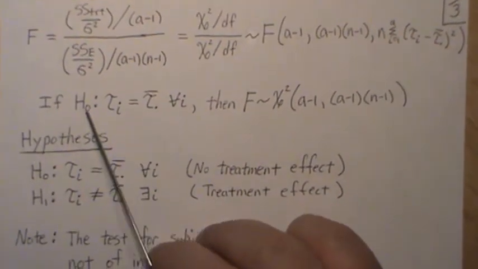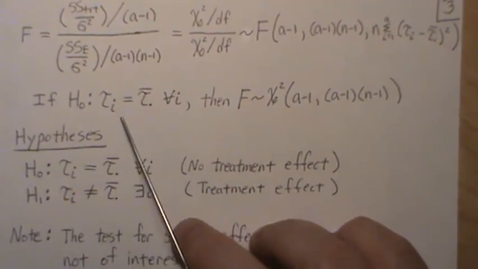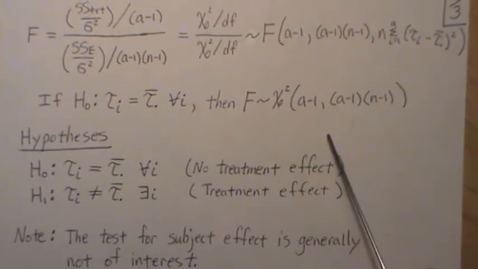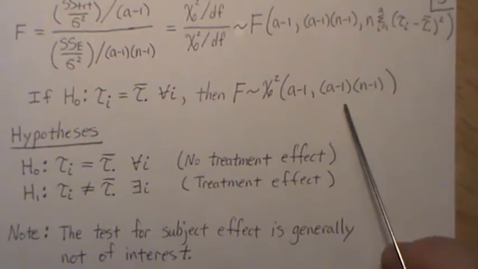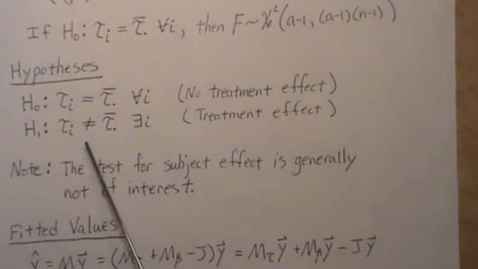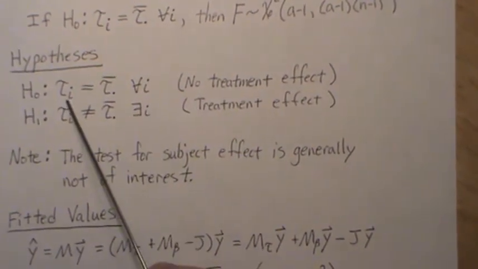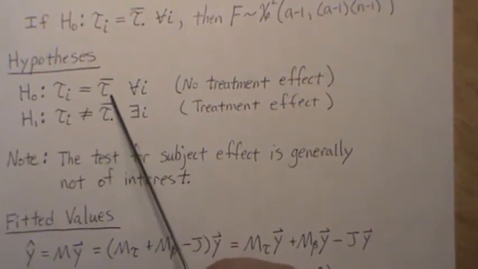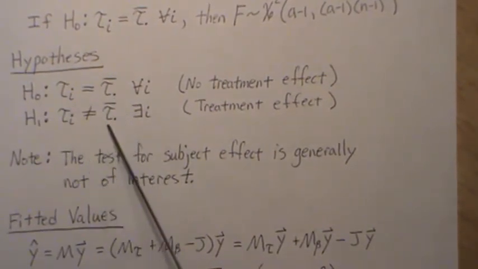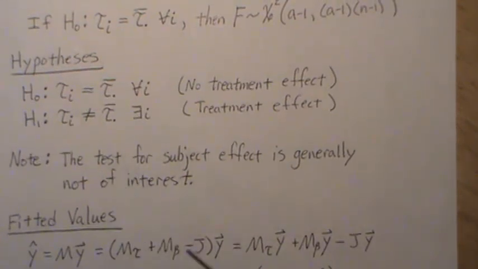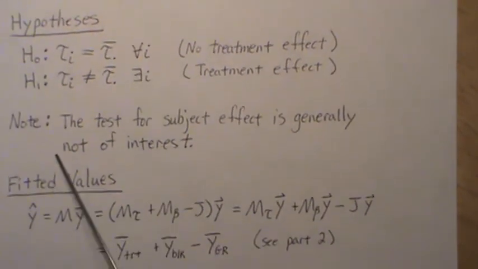So now if the null hypothesis is true, that there's no treatment effect, and this is for all i, then it becomes a central F distribution, right? And the hypothesis is that there's no treatment effect, meaning every treatment effect is equal to the mean. It's a constant value, or one of them is different from the overall mean. So there is some sort of treatment effect.